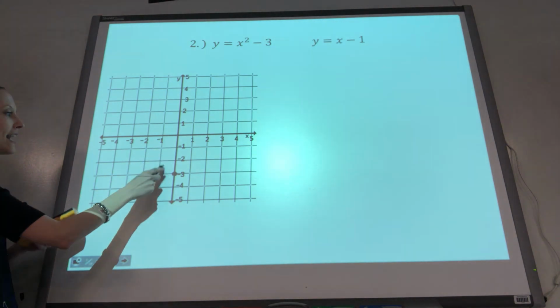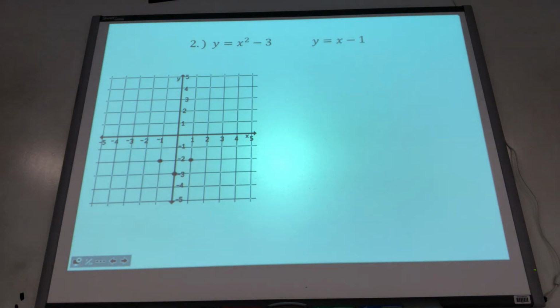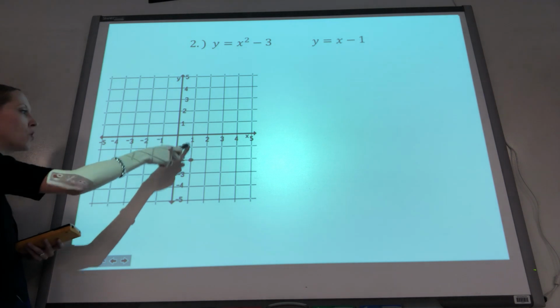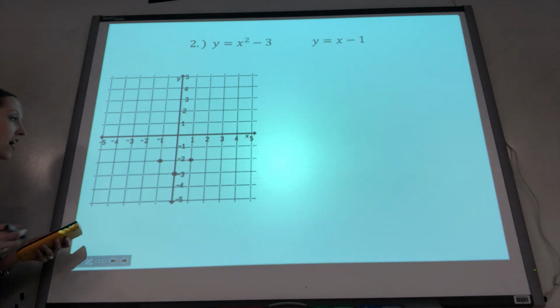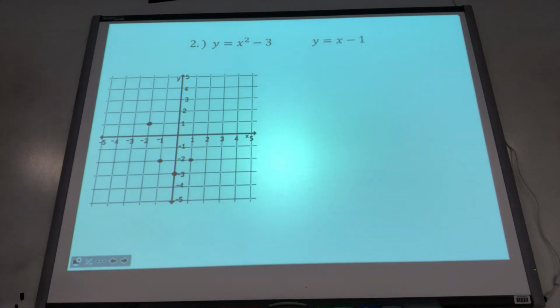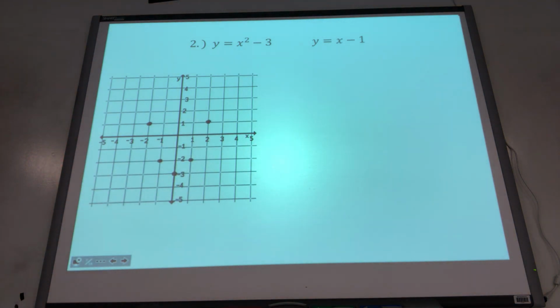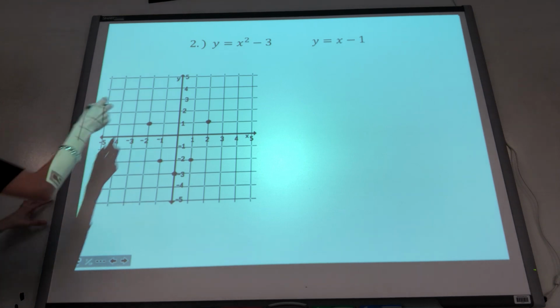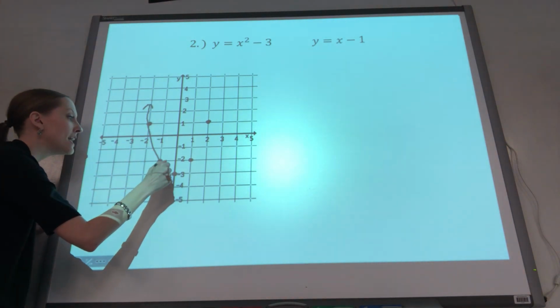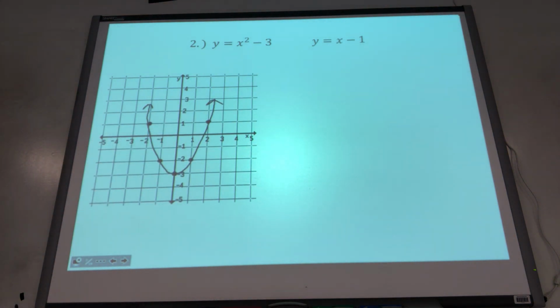So there's a nice point at 0, -3. Couple more points right there at -1, -2, 1, -2. There's also a nice point at -2, 1, and that means another nice one at +2, 1. We can keep going a little bit if you want to. Mine might go off the graph though, so I'm just going to connect that for now. And if I need more points later, I can always graph more later. I can extend that if I need to.